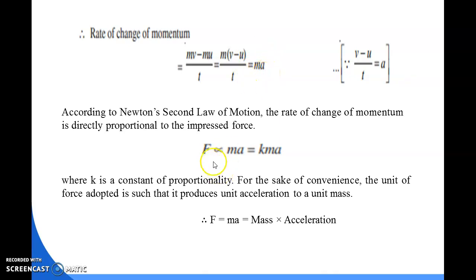Hence, by putting the equal sign here, we can write F equal to kma, where k is the constant of proportionality. That means k is a constant. For the sake of convenience, the unit of force adopted is such that it produces unit acceleration in a unit mass. Hence, F equal to ma, that is mass into acceleration.